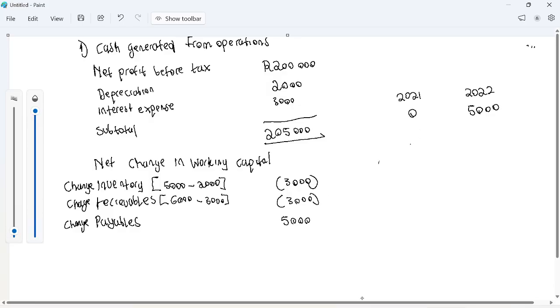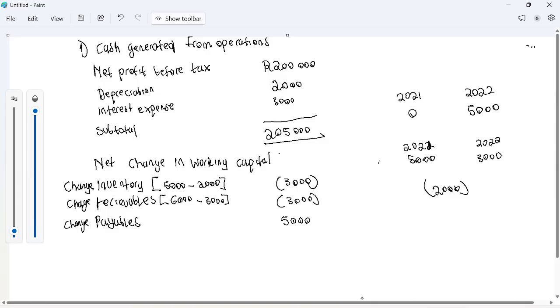Now in 2021 you had 5,000, and then now in 2022 you're having 3,000. What caused your payables to decrease? My payables decreased because I repaid my loan. So when I'm repaying my loan, what happens? It means I'm taking out money. So what is that? That is an outflow of money. So 5,000 minus 3,000 is going to give me 2,000. Which sign are we using? Negative, because I took out money, which is a cash outflow, right?